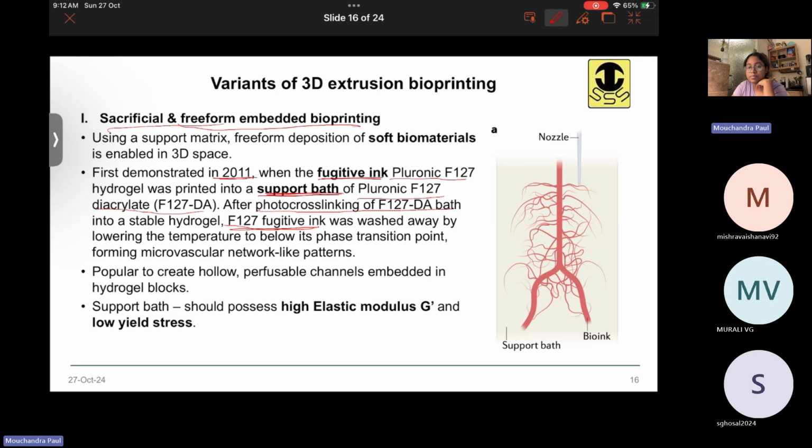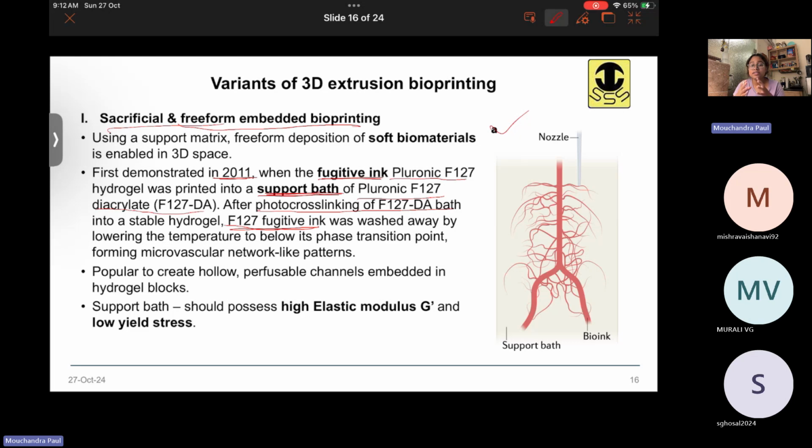Okay, so in this image, you can see there's a nozzle. It goes inside the support bath, okay, and moves in any way. Freeform, why is it called freeform? Because it can move through any plane in the Z direction, like anywhere. It can move like this in 3D space. There is no build platform to support the deposition of the nozzle. The 3D space that is created by the support bath is supporting the translation of the nozzle and the extruded filament.